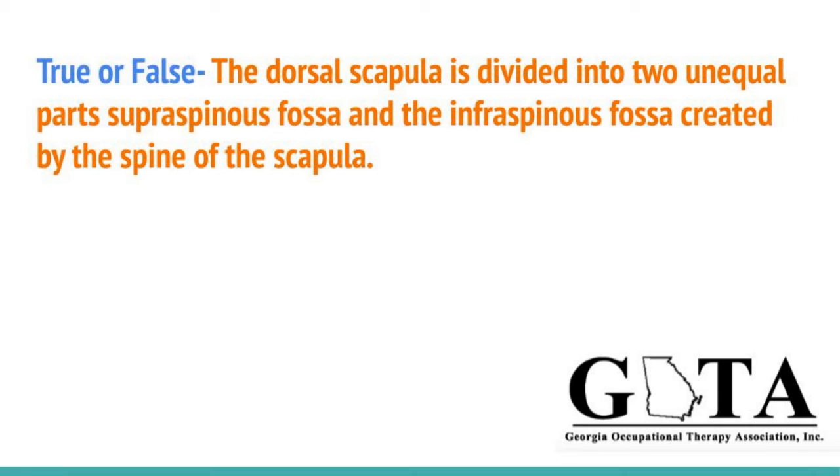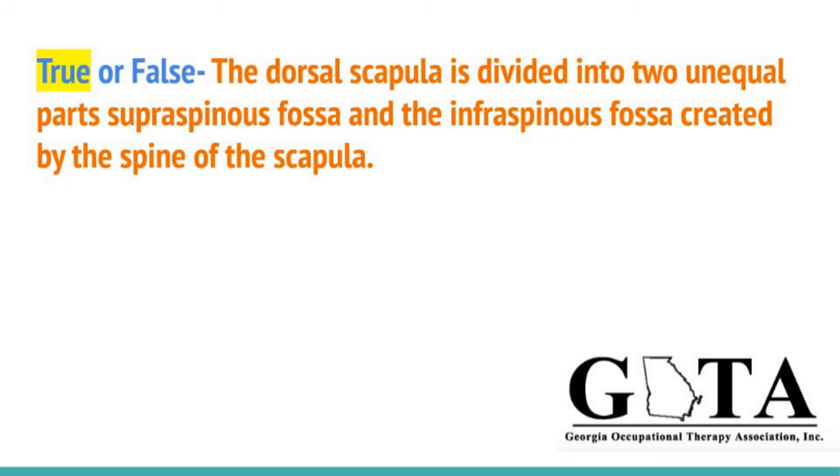True or false? The dorsal scapula is divided into two unequal parts, the supraspinous fossa and the infraspinous fossa, created by the spine of the scapula. True, the dorsal scapula is divided into two unequal parts.